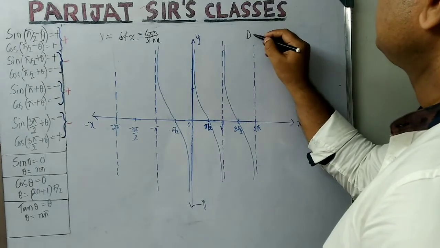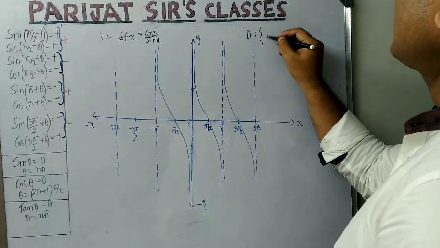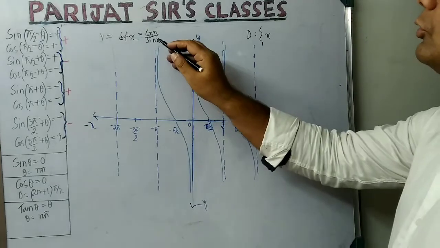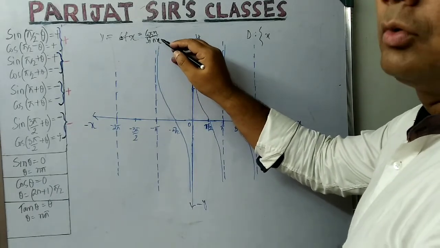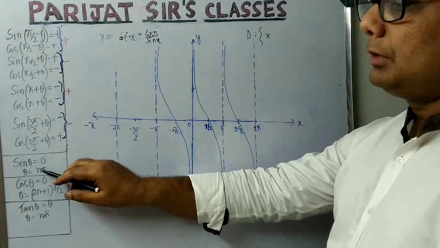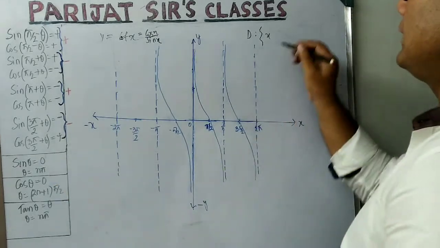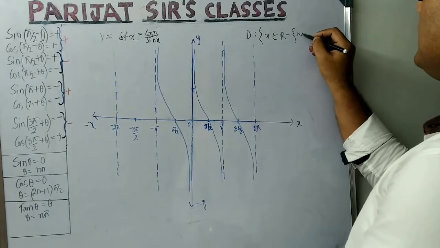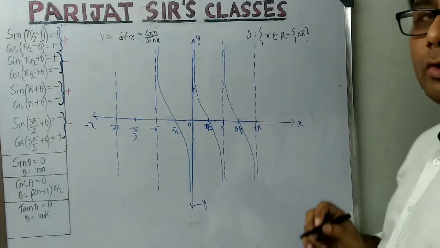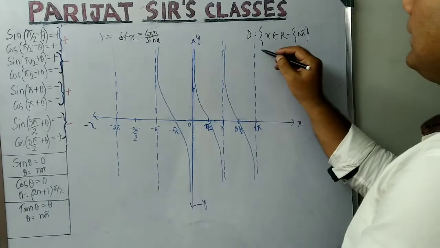So the domain of this graph will be, I cannot choose sin x as 0. Sin x is 0 when theta is n pi. That means I can choose all real values of x but not n pi.